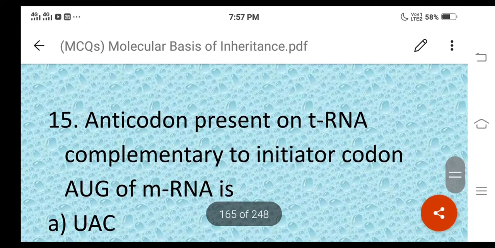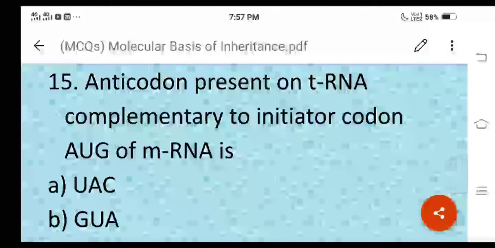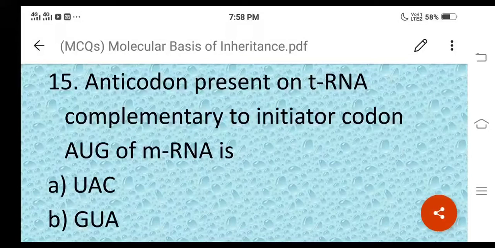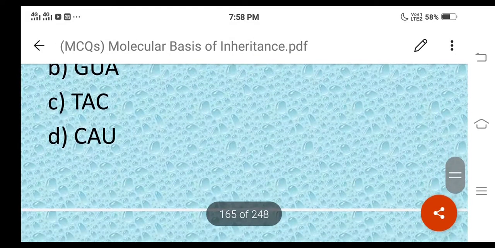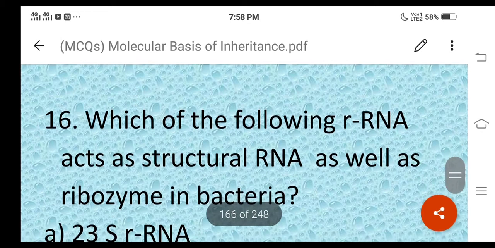Then let us move on to the next question. Question number 15. What is the question here? Anticodon present on tRNA complementary to initiator codon AUG of mRNA is, option A, UAC. It is UAC, right? UAC is the correct answer. And the next question, question number 16.